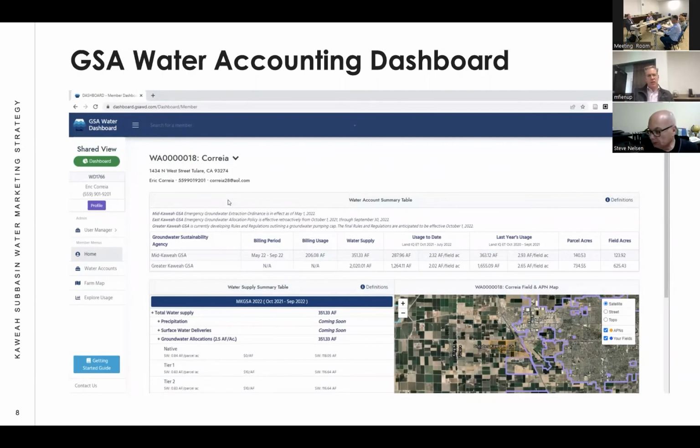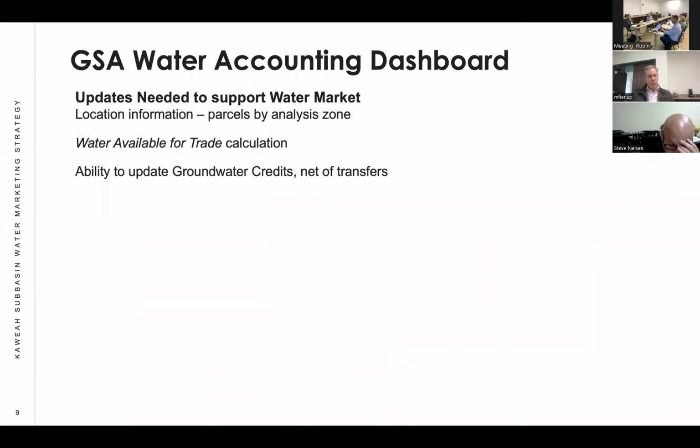So any thoughts or comments or questions about the accounting dashboard? In particular, if there's someone who wasn't at the last committee meeting, are there any questions that you have? Feel free to unmute your phone and or raise your hand. All right. If you think of something, don't hesitate to jump in and stop me at any point.